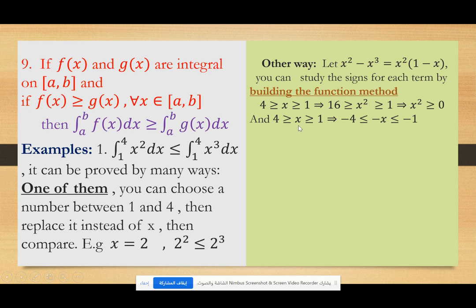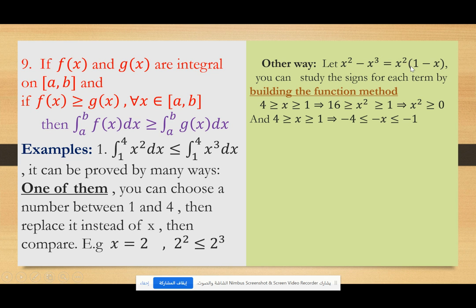And again, I need now to study the sign of the other term, which is 1 minus x. You can build it again from 1 to 4 and go back to your function and see that your x is multiplied by negative 1. So let's multiply each side by negative. And multiplying by a negative will change the inequality from bigger to smaller, to make sense. That means you will get here negative x is bigger than or equal to negative 4 and is smaller than or equal to negative 1. And that makes sense because negative 4 is smaller than negative 1.